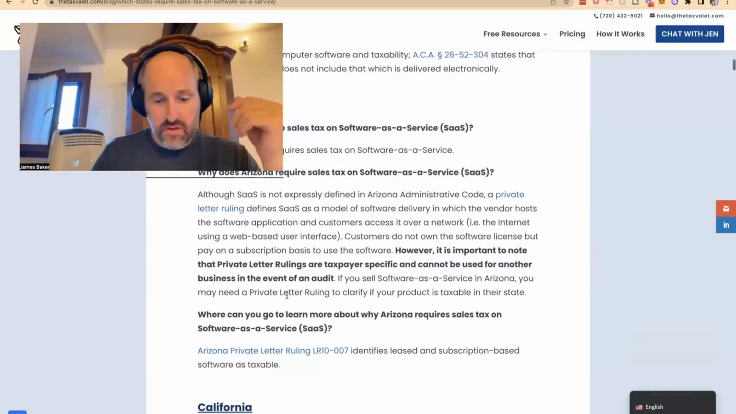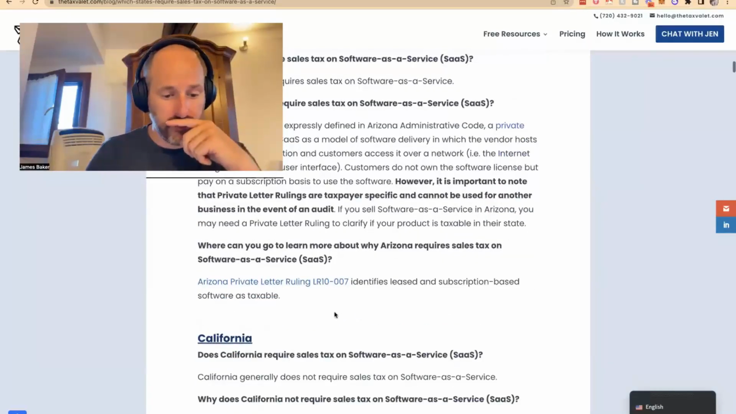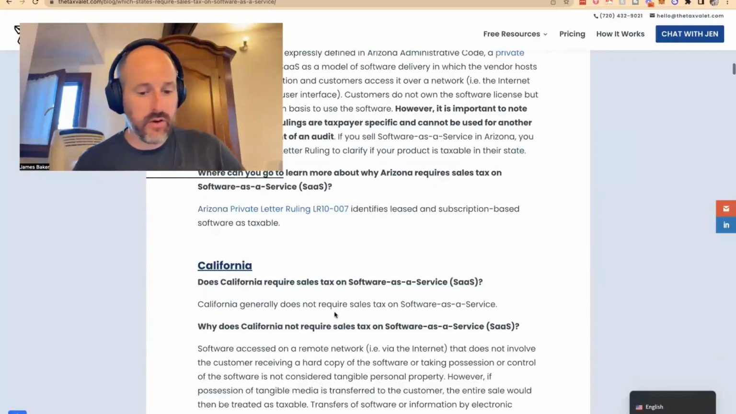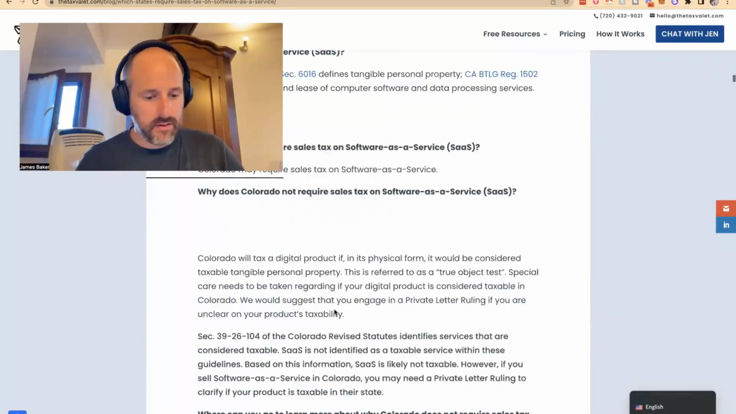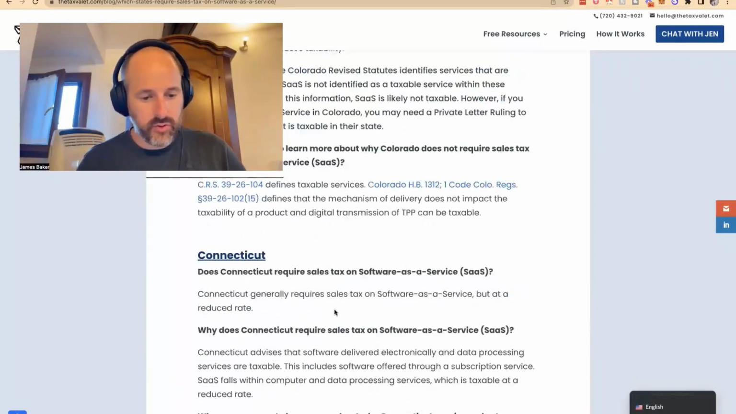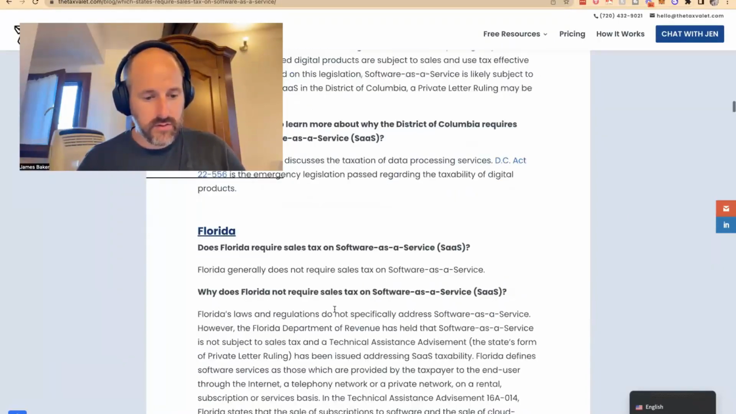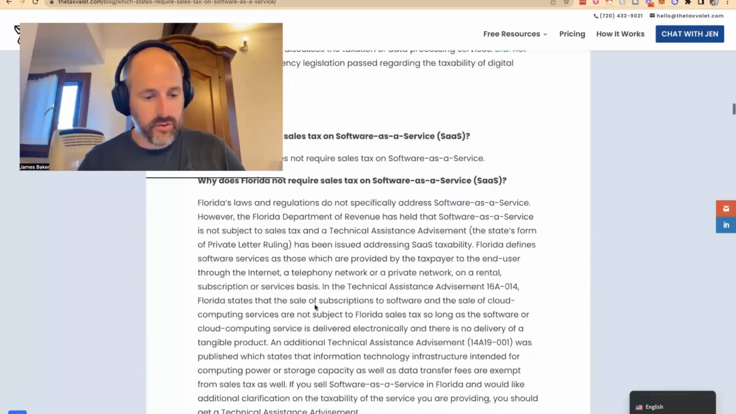So maybe, and so it's California, no, big state. That's a big one. Let's look at maybe. This week I get a bunch of maybes. Reduced rate. Florida does not. They don't address it directly.